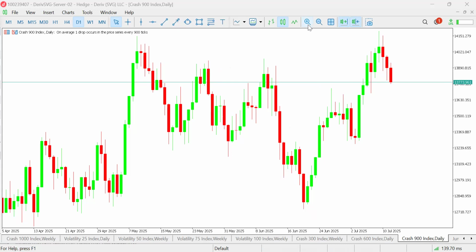So today we're going to be looking at the Crash 900 index using top-down analysis using our pure price action trading strategy. So we're going to be doing our top-down analysis series on Crash 900 index. So without wasting much time, let's get to it.